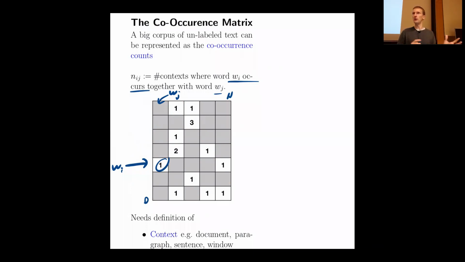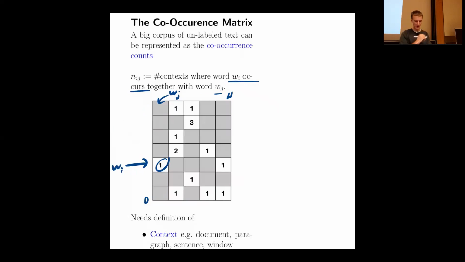And what is this paradigm called? You maybe have seen this before. Yeah, MapReduce, exactly. So MapReduce would be the nicest way to compute this gigantic matrix on a huge corpus.